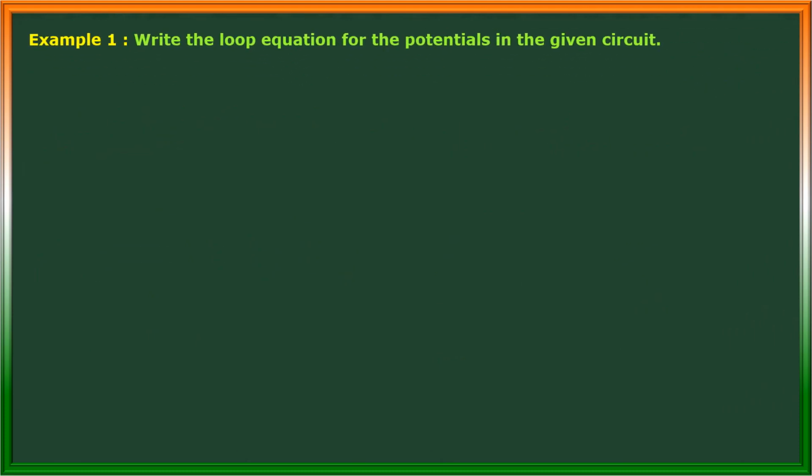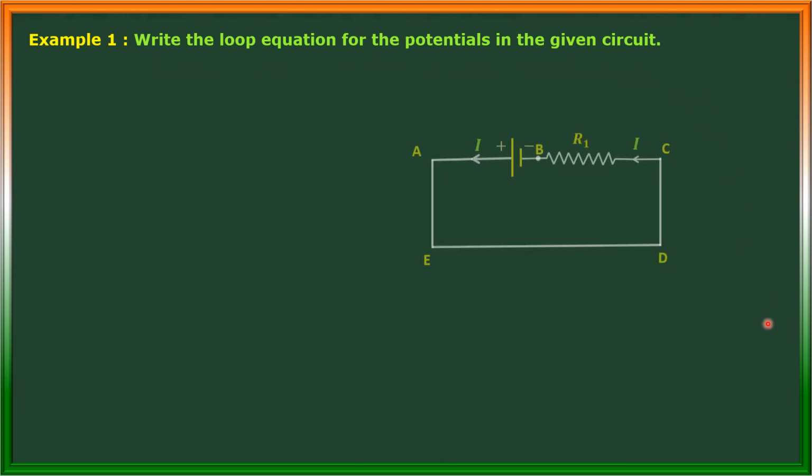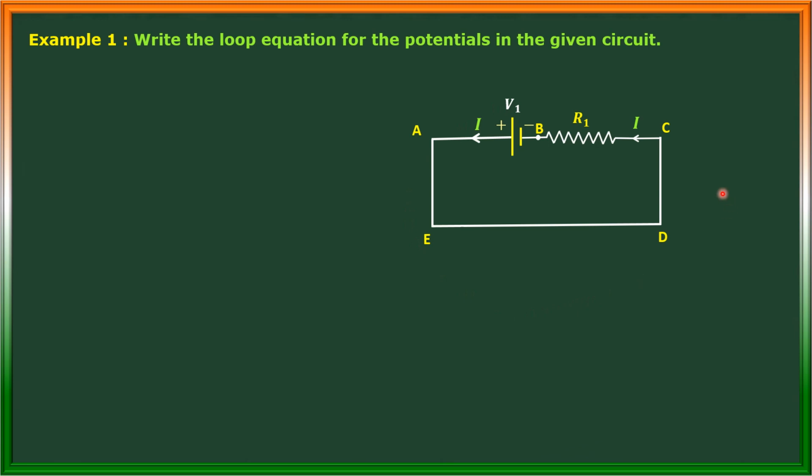Now let us do some problems on Kirchhoff's second rule, that is loop rule. Example 1: write the loop equation for the potentials in the given circuit. Here is the circuit and the current is flowing like this. So here the potential difference between the two terminals of this battery has been given as V1. Now here is the solution.